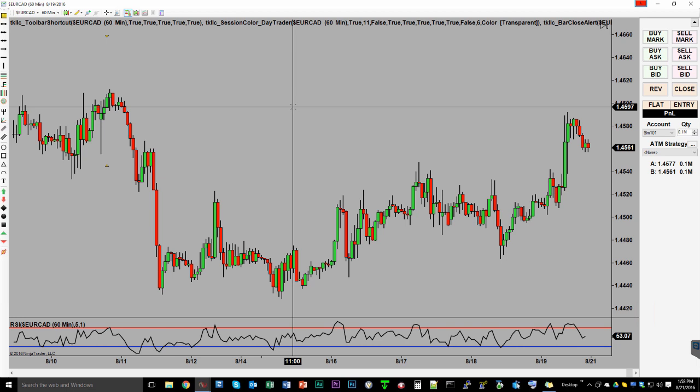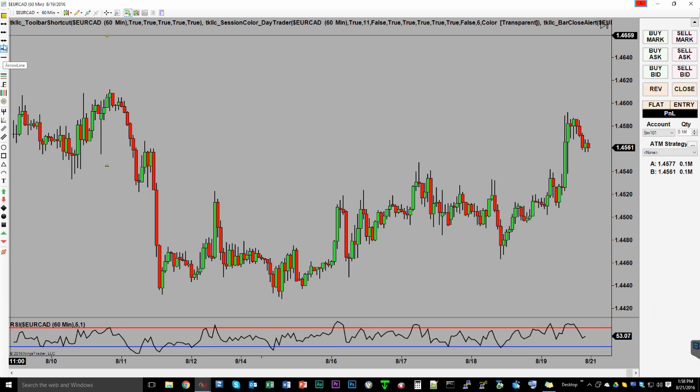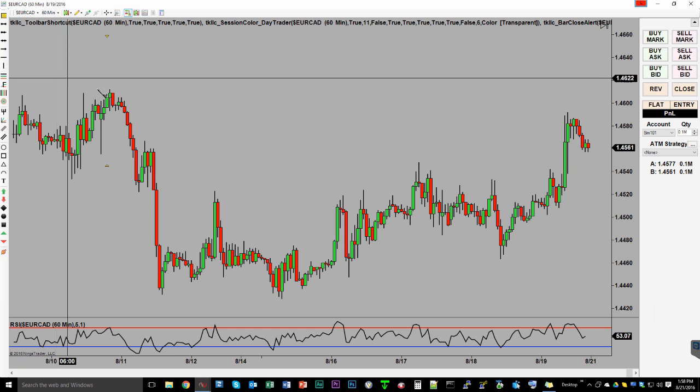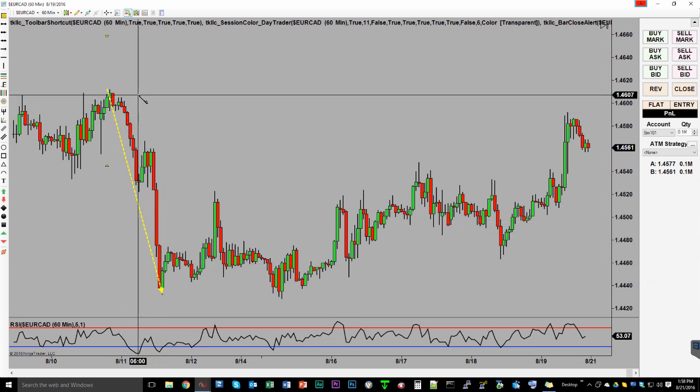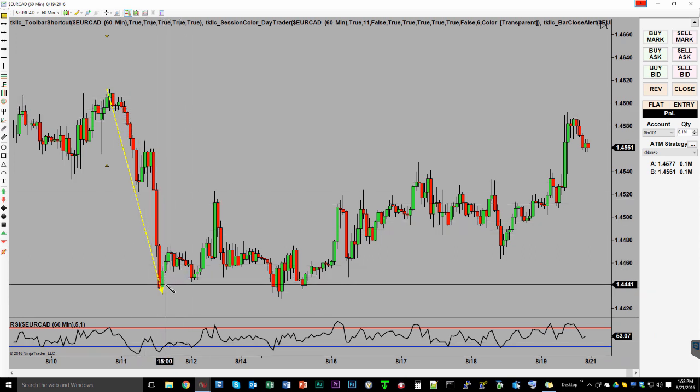Now, if you want to do a long pattern, just reverse all the rules. You have the rules. Go back and watch this video again. Go back to the rule set, rewind it, watch those, and then just do them in reverse order. But here, you guys see the impulse leg? There it is. Obvious move. Without question, everyone can see this is an impulse movement to the downside.